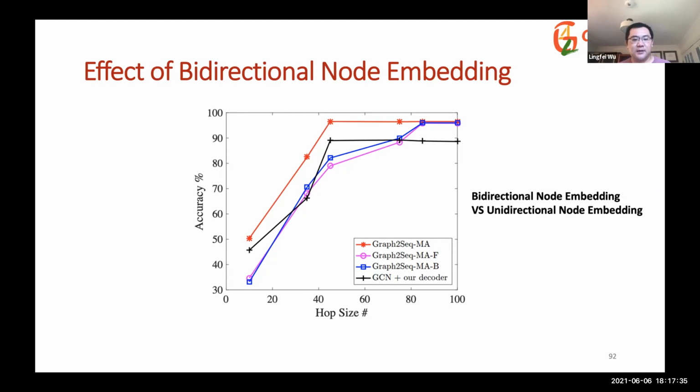So we can see that when using the same number of hops, the bidirectional node embedding indeed converges much faster. That shows it has better performance. But when we continue to increase the number of hops, even the unidirectional method is able to reach all the context information of the graph. Therefore, finally the performance converges.